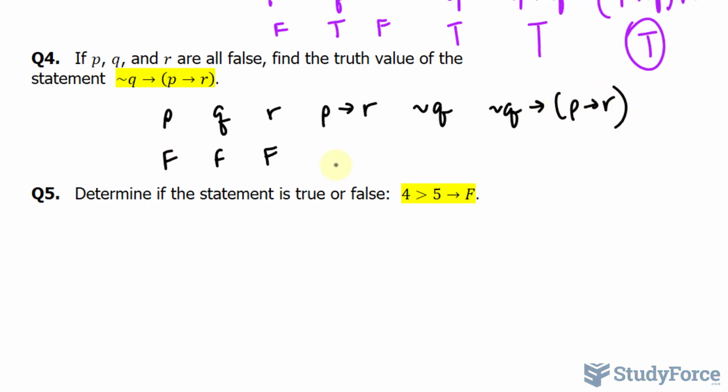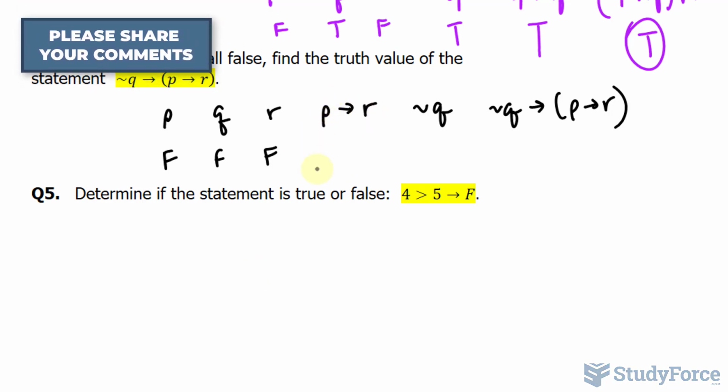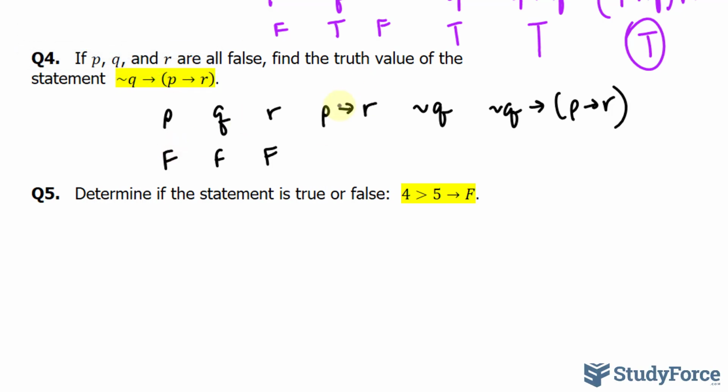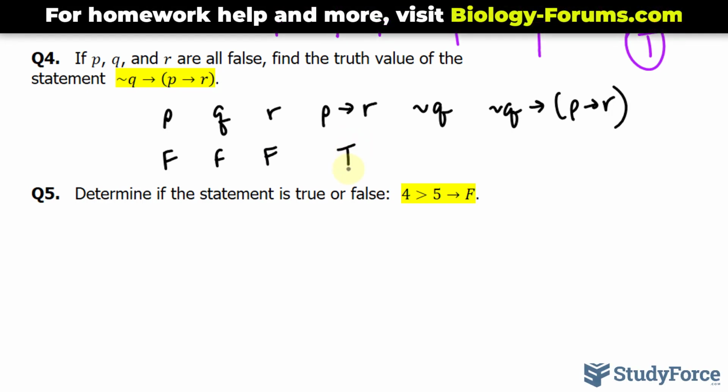Then you take the whole thing as a whole, tilde Q, then P, then R. Let's fill this part. If P, then R. When it comes to conditions, the only time that it is false is if the antecedent is true and the consequent, in our case R, is false. Every other combination yields true. Notice that P is false and R is false. Two falses make a true. Think of it as a double negative.